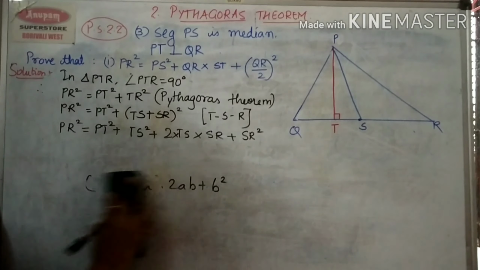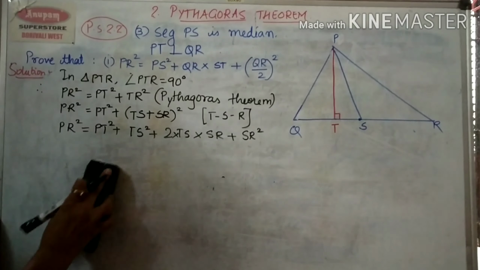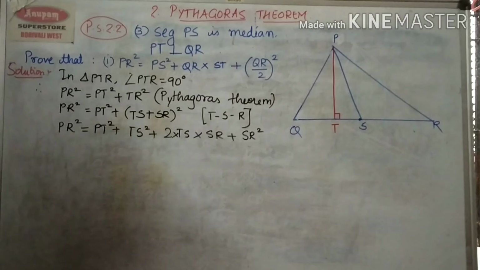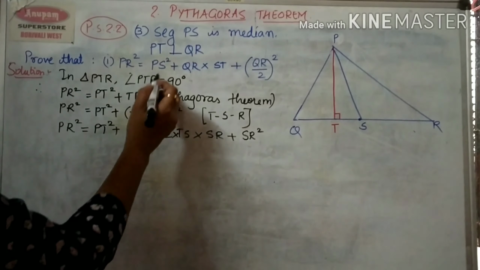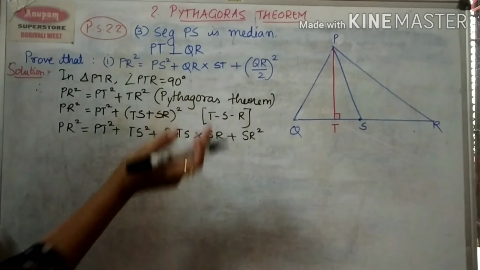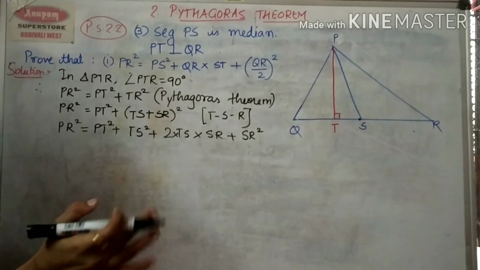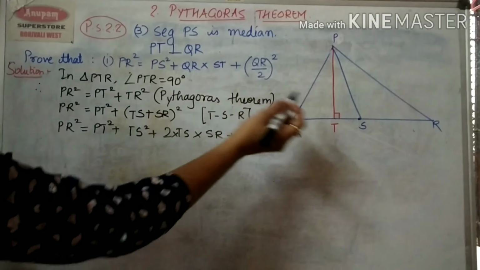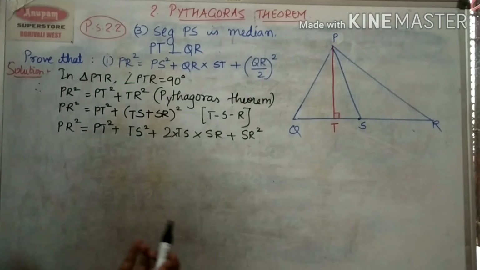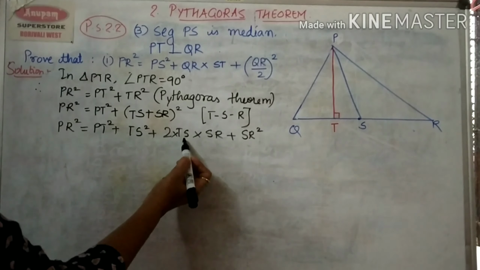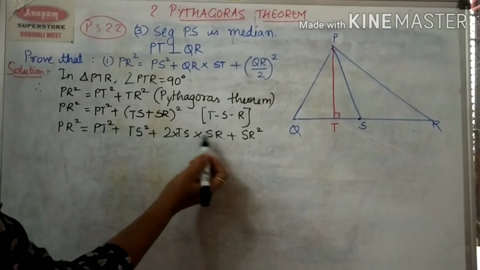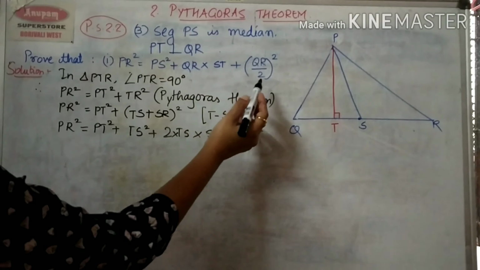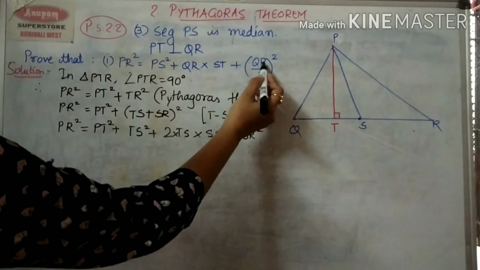Now, after doing this, PR square I needed. PT square I don't need it somewhere, but I cannot do anything with it right now, so let us stop here. And then TS, what can I do about TS? Let us check it later. 2 into TS into SR, I keep TS as it is. I don't need SR anywhere. Instead of SR, I have QR.